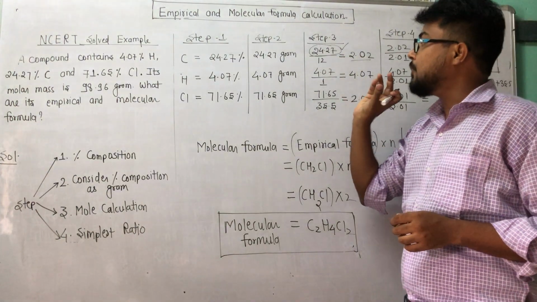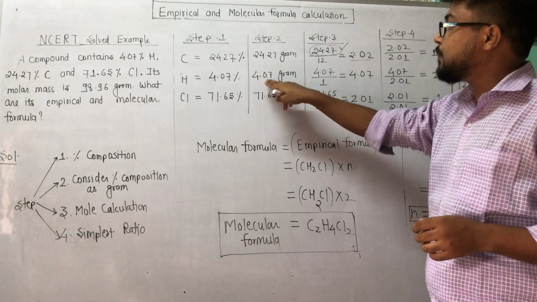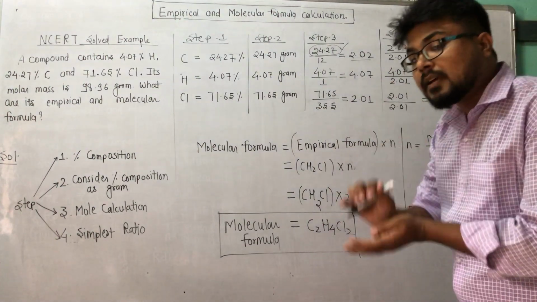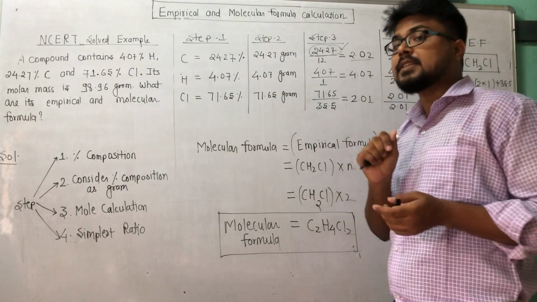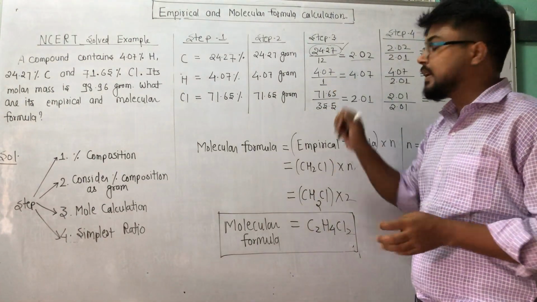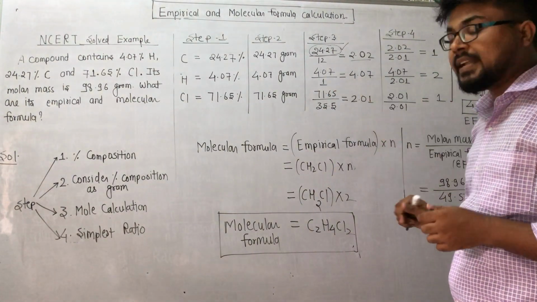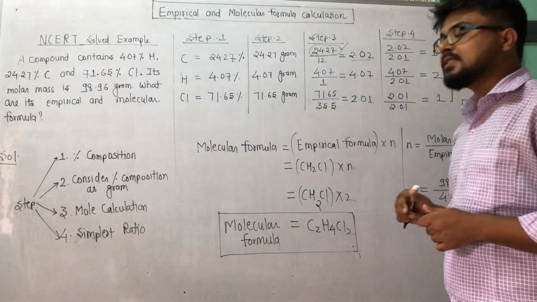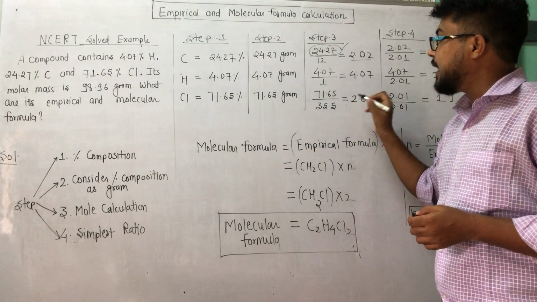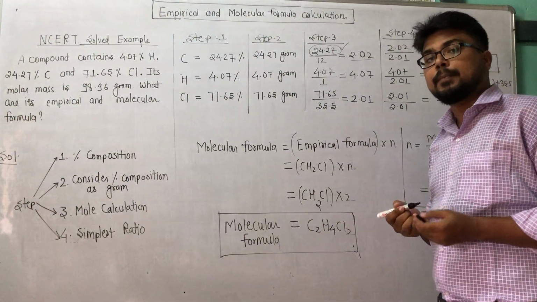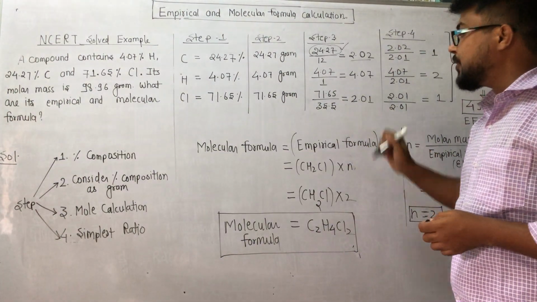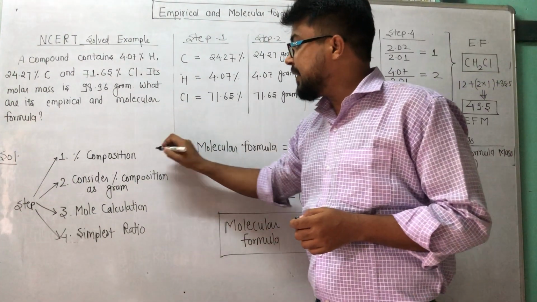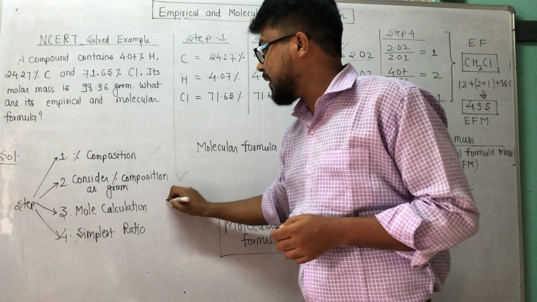What is the mole for hydrogen? It is 4.07 gram, the given mass, and the atomic mass of hydrogen is 1. So 4.07 divided by 1, the answer will be 4.07. And for chlorine, the given mass is 71.65 and the atomic mass of chlorine is 35.5, so the answer will be 2.01. So we completed our step 1, step 2 and step 3.